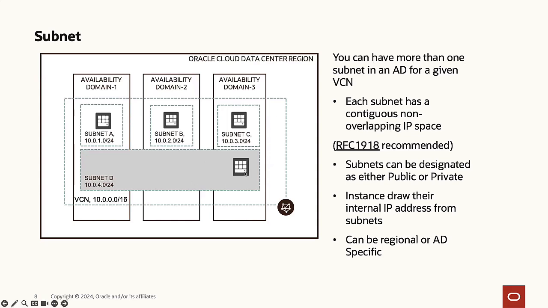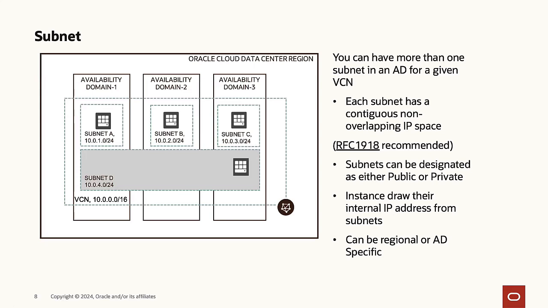And why you would use this is because it's useful for high availability. So it would actually be recommended to use a regional subnet for high availability because it does span across multiple availability domains. On top of that, subnets can be regional or AD specific, and then they can also be public or private.